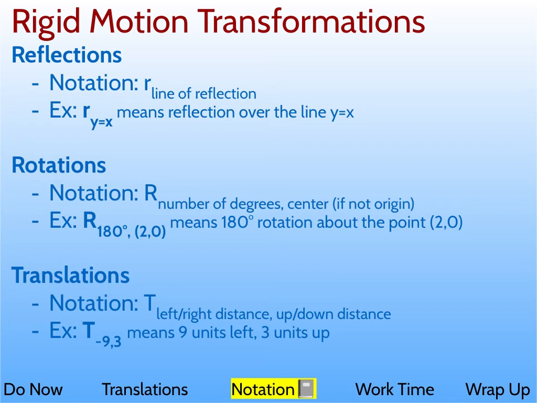And finally, translations. We just talked about it a little bit. We have a capital T, and then we have the change in the x, the left-right distance, and the change in the y, the up-down distance. Left is going to be negative in this regard, right is positive, and up is positive, down is negative. It's just like you would expect on a coordinate grid. So for example, in this case, T(-9, 3) means you go 9 units left and 3 units up.